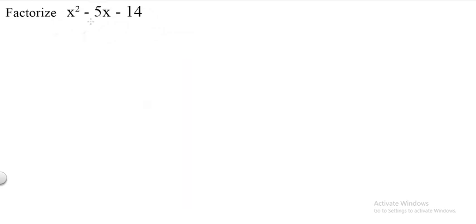For another example, you can pause the video and try to solve this one yourself. Like we did before, I'll write out the question. So I'll say x squared minus 5x minus 14. The first step is to multiply this one and this one together. If I do that, I'll have minus 14x squared. The next thing is to try to find two terms that if I multiply together will give me minus 14, and if I add together will give me minus 5.